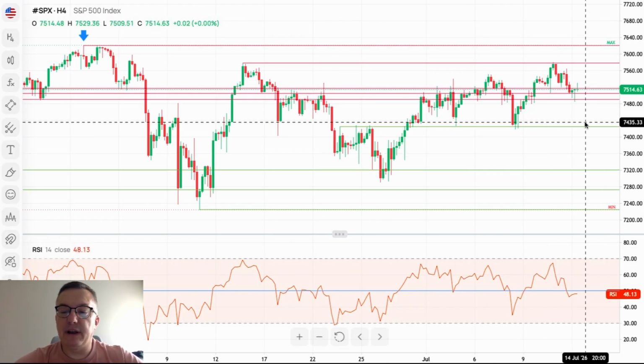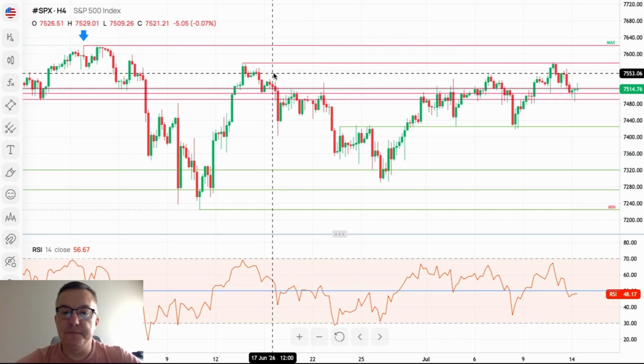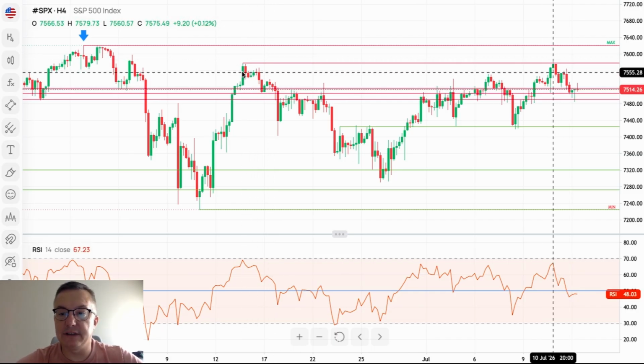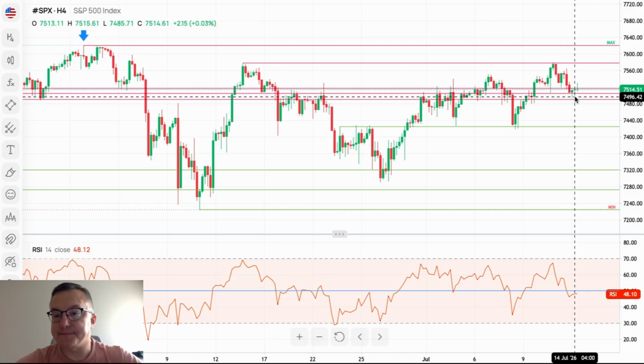The S&P 500 volatility is limited as well. We hit the level of 7,578 and got rejected, bearish engulfing pattern, three ways to the downside towards the level of 7,485. It used to be resistance, now it is a support.